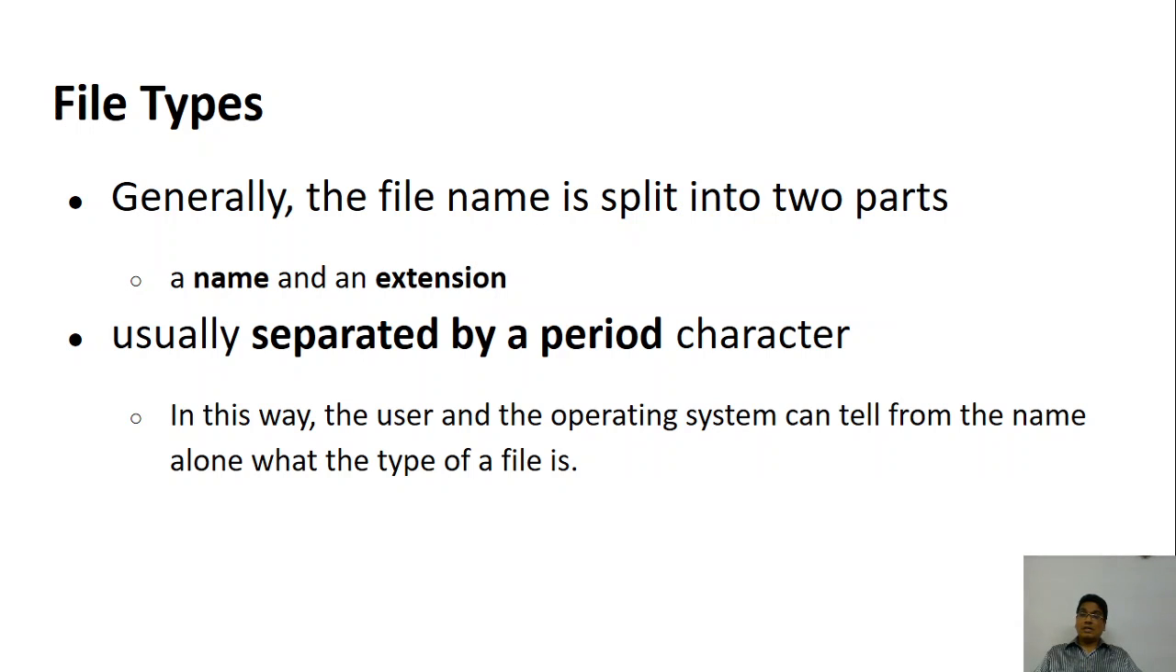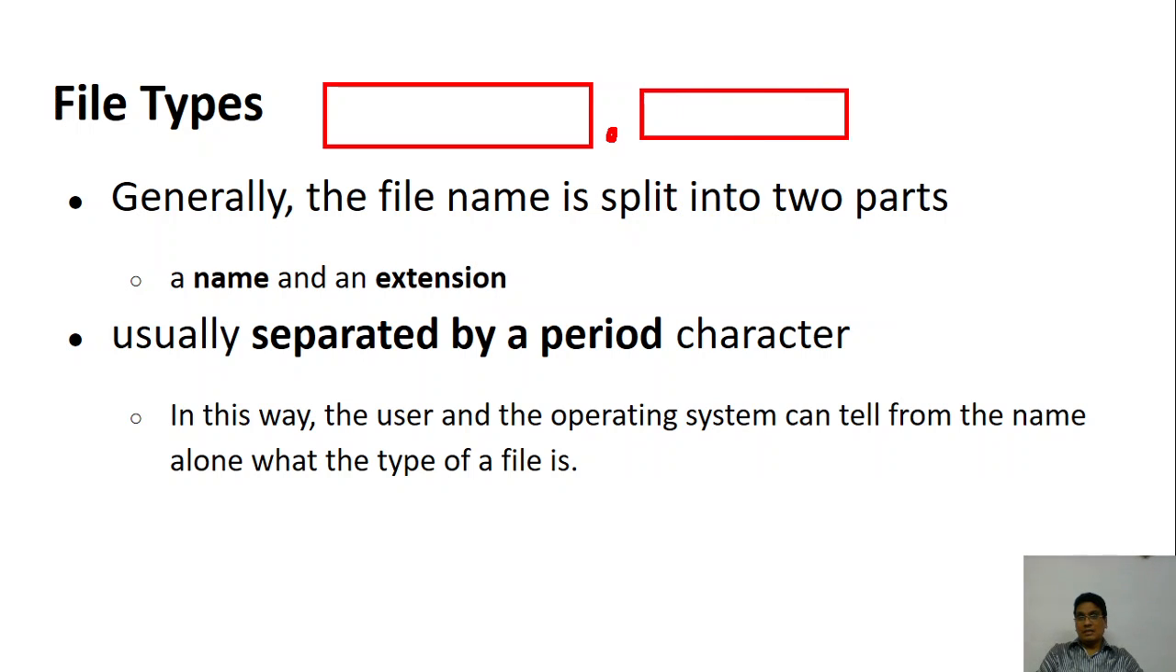Generally, whenever we write the name of a file, we divide it into two sections. First we give the name, whatever name we please. Then we put a dot. After that we put some other characters, which are called the extension. This is the file name and this is the extension. The operating system will look at this extension and then try to interpret the type of the file.